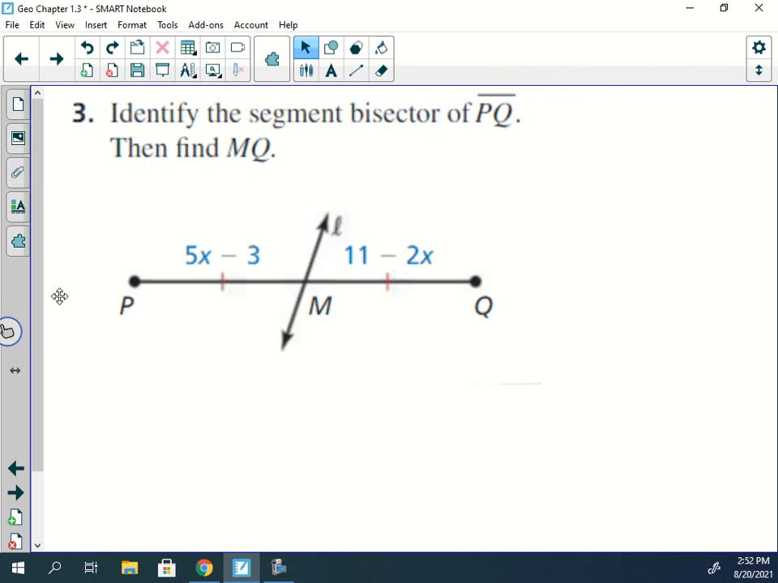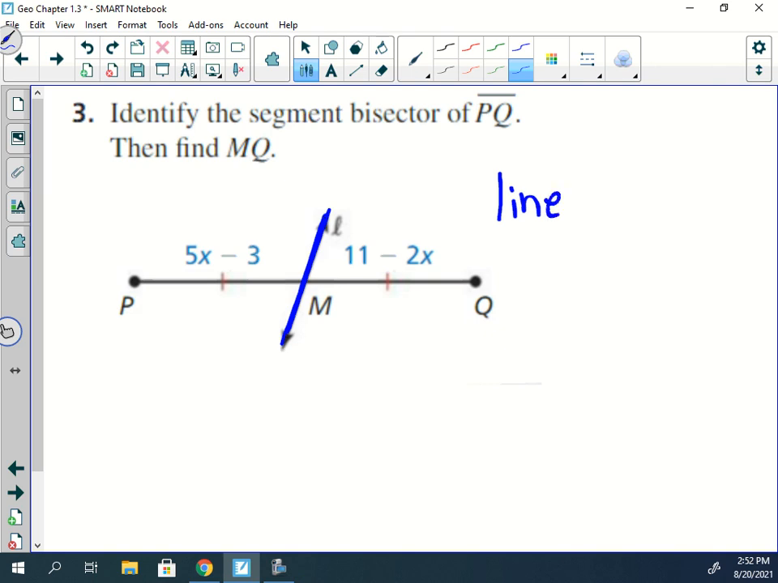Let's look at the next one. Identify the segment bisector of PQ, then find MQ. Now the segment bisector for this is the midpoint, the line that cuts this in half. And we would call this line L, because line L cuts the line segment PQ in half into two congruent segments.